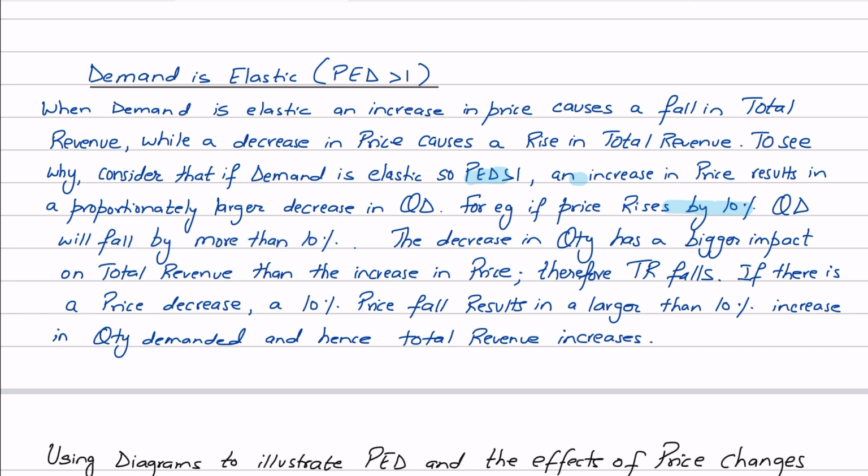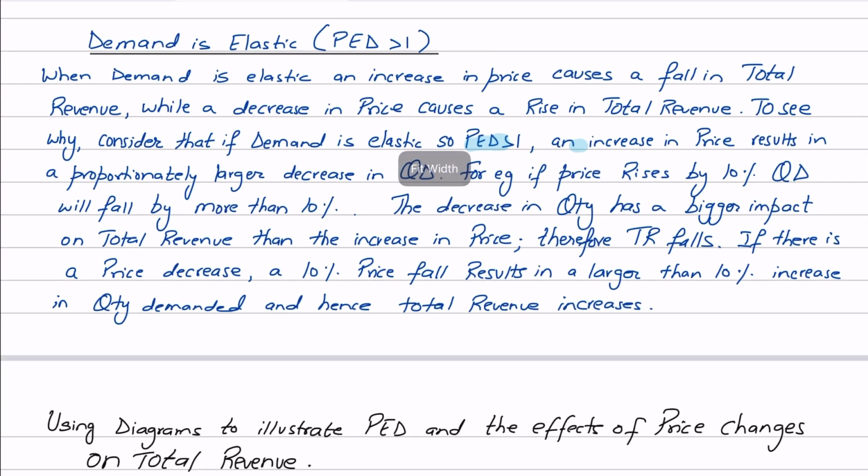Just like I told you, if the price of coffee goes up by, let's say, $2, there would be a significant reduction in my quantity demanded, right? So in our example, if the price is going up by 10%, the quantity demanded is falling by more than 10%, right? And this decrease in quantity has a bigger impact on total revenue than the increase in price. What this line means is that although I increase the price by, let's say, 10%, or in the coffee example, by $2, increasing the price should actually increase the revenue.